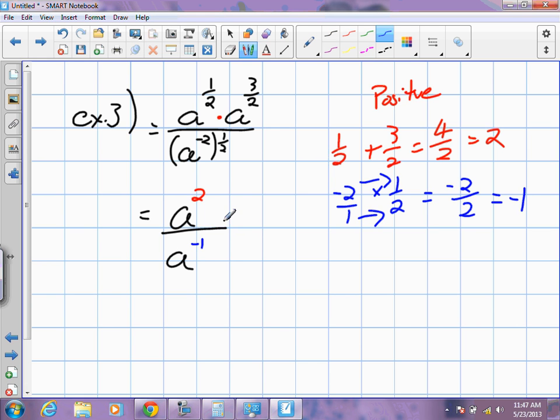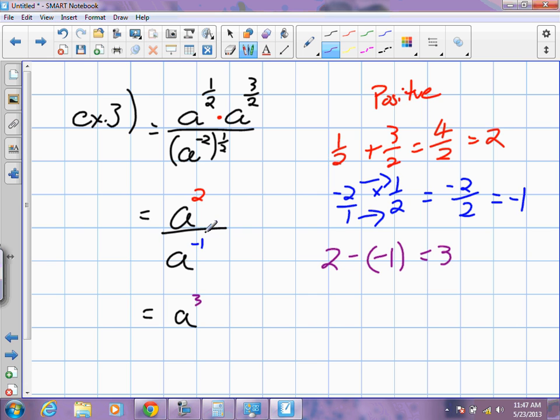The last thing we need to do is subtract these exponents. So we take 2, subtract negative 1. What are we going to end up with? 3. That's it. So this question ended up being very simple. It's a to the power of 3. This is already a positive exponent.